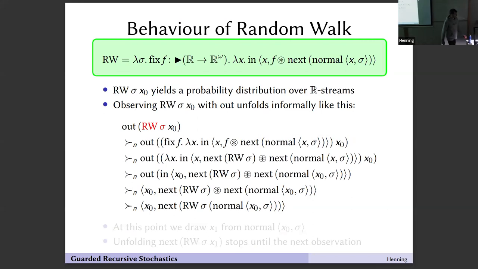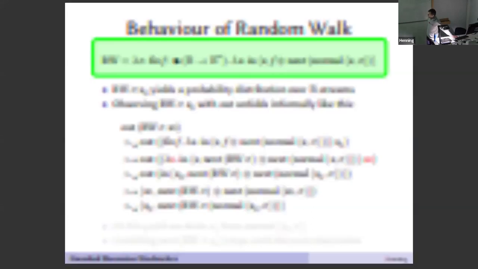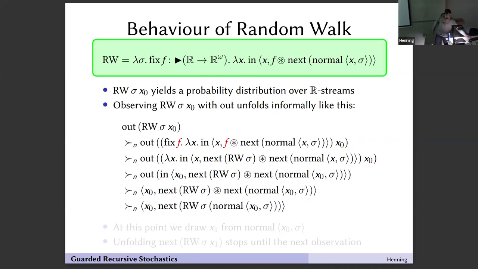Okay, so let's just write out the definition, which is the second line. And then we have the fixed point, which unfolds now. It's the F. So we do that. We replace this F here now with the whole term, which is just the whole random walk term, but it's under a next, right? So this is what you see here. It's next of random walk sigma, and then let's do the F. It's important that we have the next.